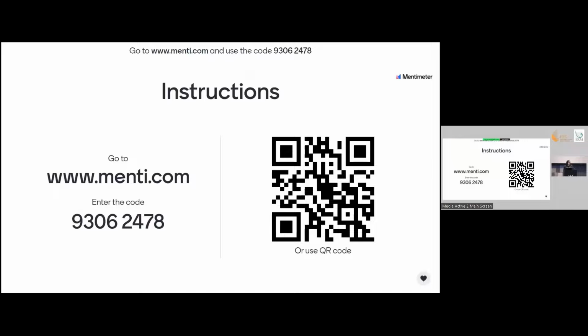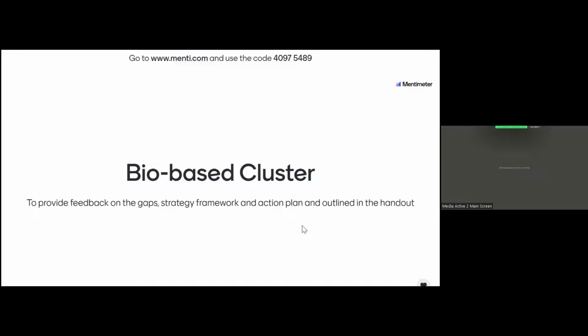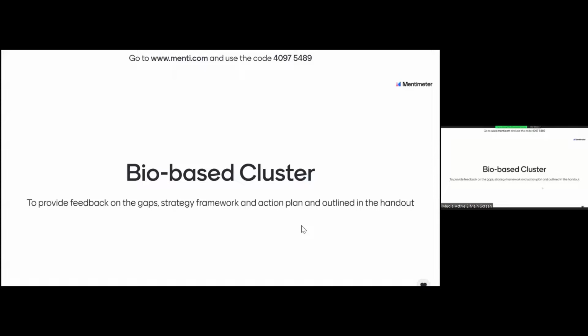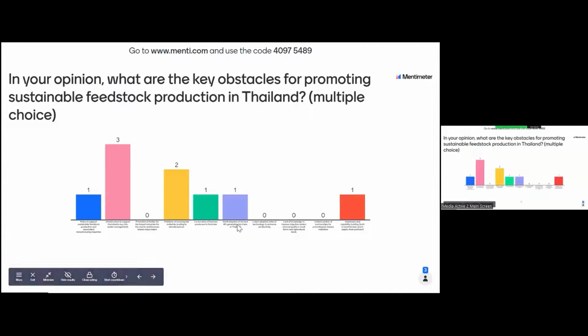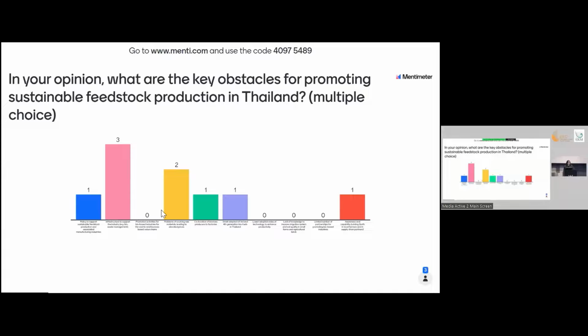With that, I would like to bring you to our next mentee question. We like to understand your feedback on what you think are the gaps to promote bio-based industries in Thailand. Great, we're already getting some answers here. We would like to understand what are the key obstacles in your view for promoting sustainable feedstock production in Thailand. It's a multiple choice because of course challenges is not one, it's multiple. So please select as many options as you like. We would like to understand your viewpoint for promoting sustainable feedstock production.